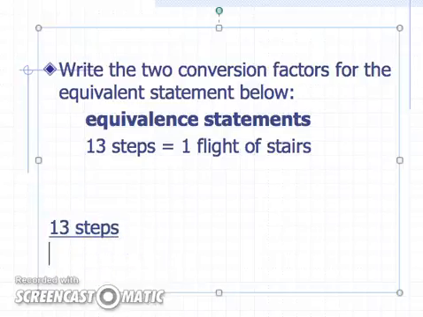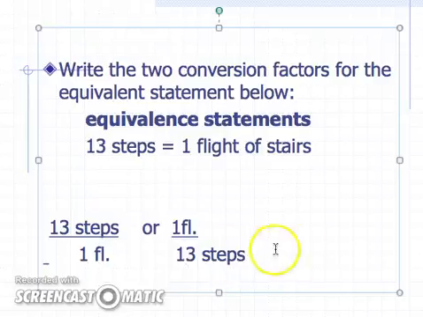and then we would have 1 flight of stairs. I'll just abbreviate that with an FL. Or what we could see is we could have one flight on top and we would put 13 steps on the bottom. These would be two conversion factors for this one equivalence statement.